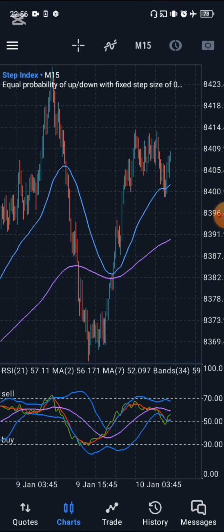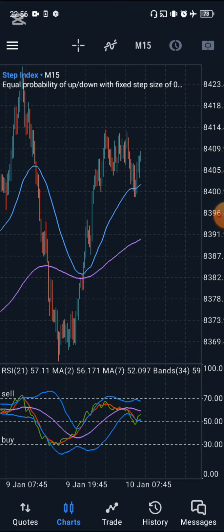So in the previous video we were on boom and crash, so today I'm just going to be showing you on step index, so that you can see that this TDI also works on volatility indices, on currencies, on everything. Though I haven't used it much on currencies, this strategy is actually based on currencies, so of course it works, right? So how are we going to be doing this, right?